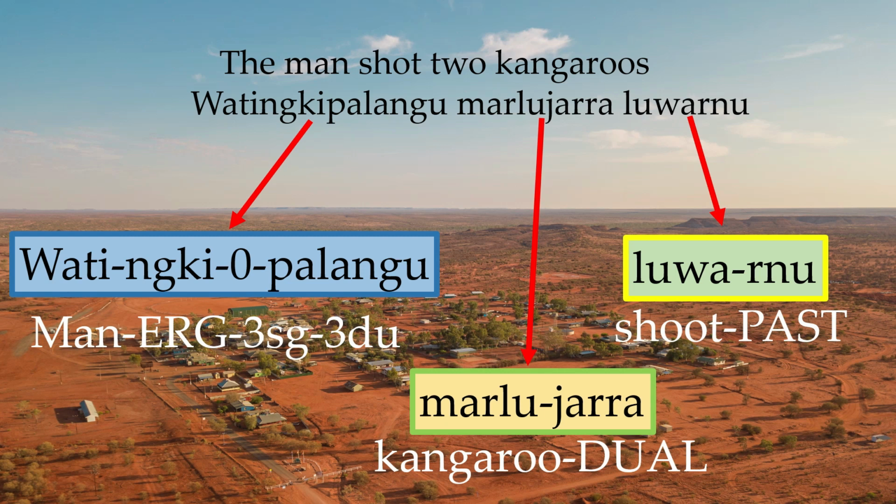And finally, luarnu, lua means to shoot, and the nu is the past tense, and that tells us when it happened. So, waringi balangu malu jara luarnu means the man, in the ergative case, did something to 2 objects. What were they? Well, the 2 kangaroos, malu jara, and what did he do? Luarnu, in the past. That's it. So the man shot 2 kangaroos. That's how a sentence is put together.